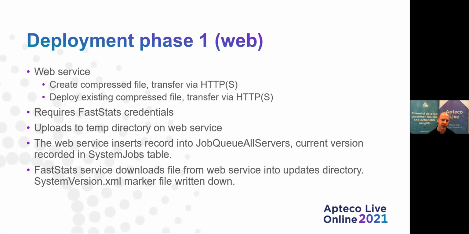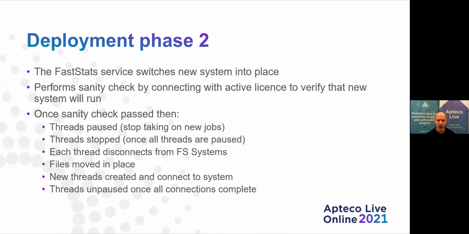So this deployment phase requires FastStats credentials. It uploads to a temporary directory on the web service, and it still uses the job queue servers and the system jobs table to tell the FastStats service that there's something there for it to go and do. And the FastStats service downloads that compressed file from the web service, extracts it into the updates directory, and then writes down its own system version XML file to then trigger the rest of the deployment. So at the end of phase one, whether you do it for the files or the web, the service is in the same state, and it's then ready to go on to phase 2.